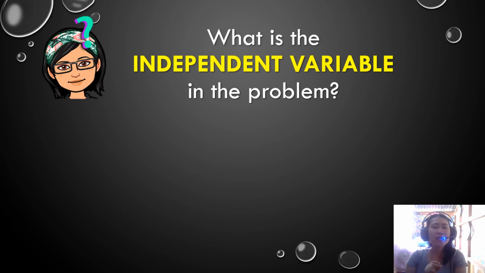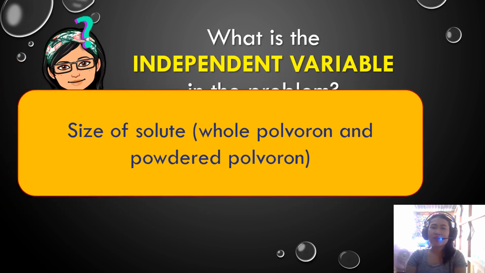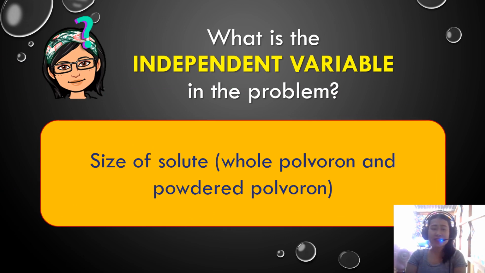Now, what is the independent variable in the problem? Try to guess for 5 seconds. Very good if you answered the size of the solute. Okay, based on the problem, there are two sizes of the solute. The first one, whole polvoron, and the second one is powdered polvoron.